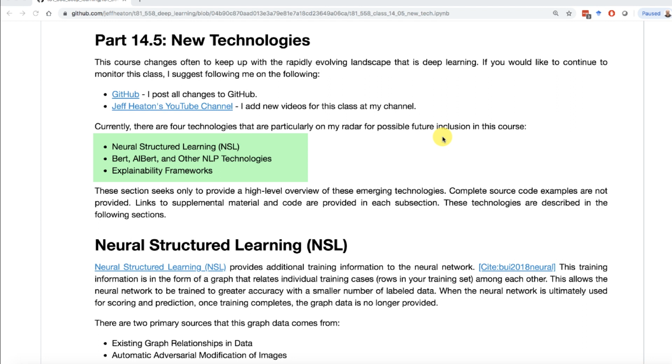First, we'll look at neural structured learning. This is how you add graph type data to the inputs of the neural network for training. We'll look at some of the really advanced natural language processing options out there, Bert, Albert, and other related NLP technologies. And we'll look at explainability frameworks. We'll start with neural structured learning.